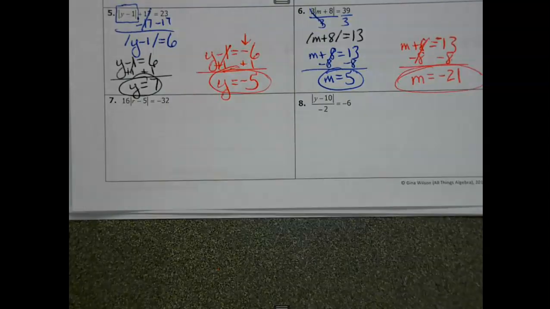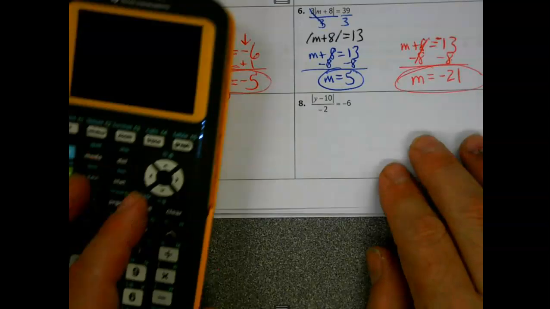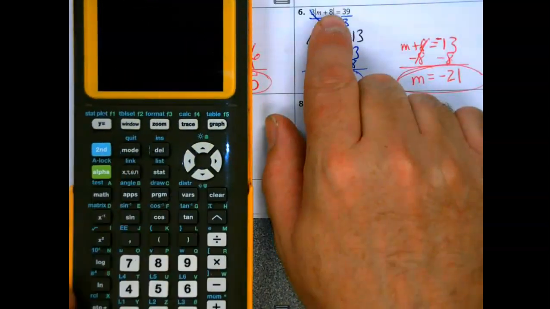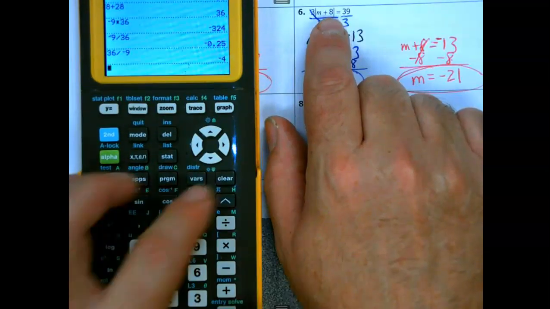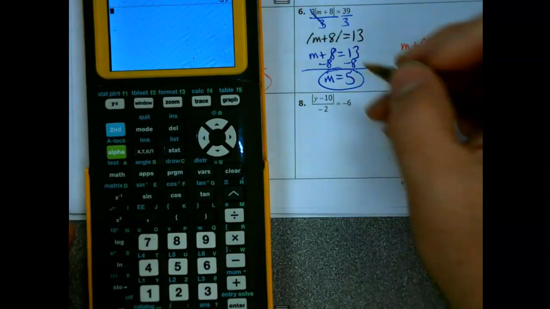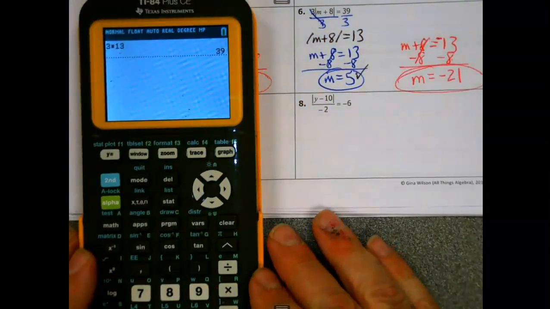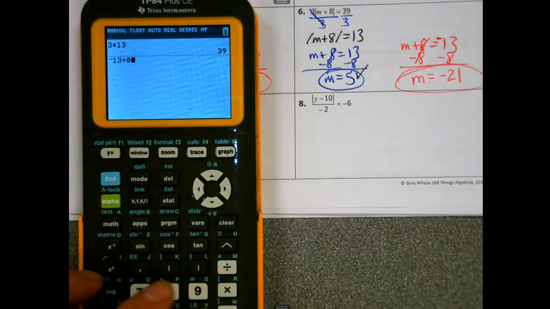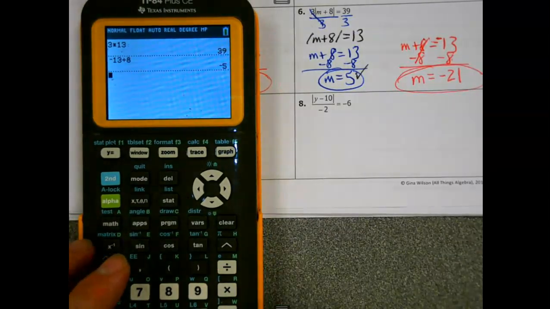So again, I kind of look and I go, all right, let's see here. 3. So we got 5 plus 8. 5 plus 8 is 13. So 3 times 13 is 39. Okay, we're good there. Even better if I'm on the screen. Negative 13 plus 8 is negative 5.